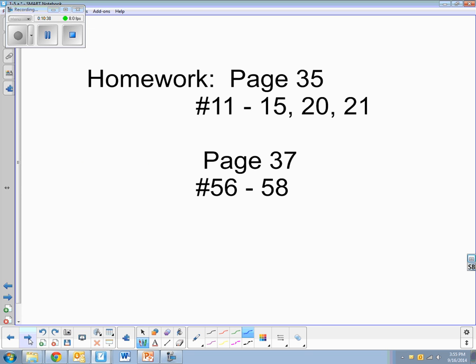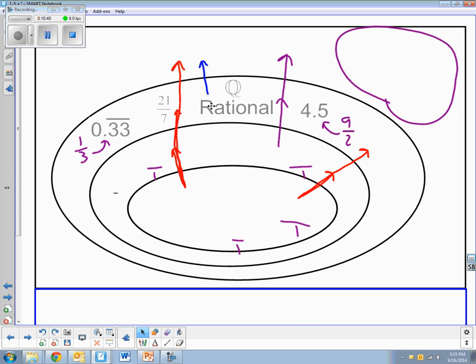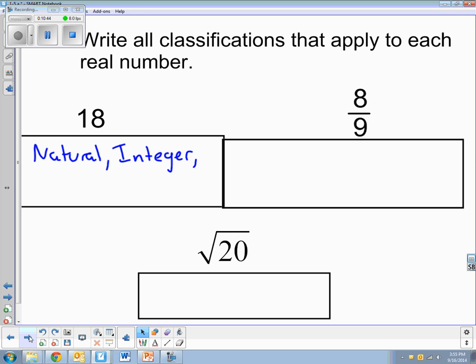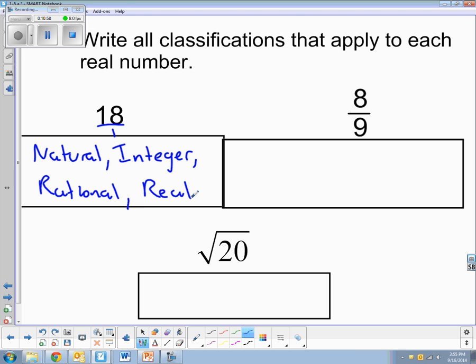Is it a rational number? Could you write it as a fraction? Well, yes. 18, you could write it as 18 over 1. So 18 over 1, 18 is a rational number. And it is a real number as well, because all the numbers that we're going to be looking at are real. And I promised I would talk about numbers that aren't real, and I'll try to get there, but we'll see how much time we have.